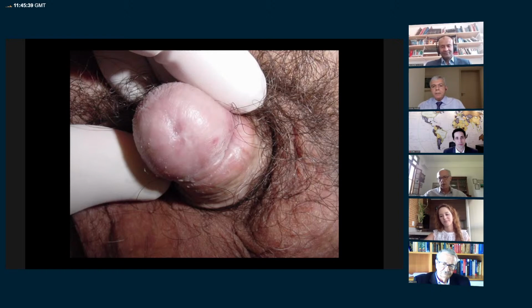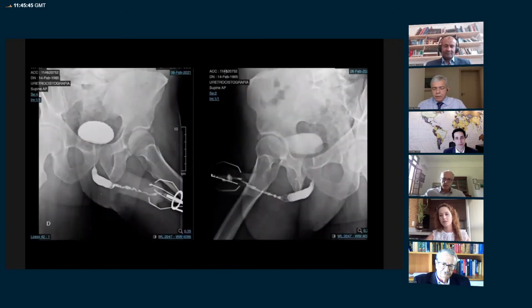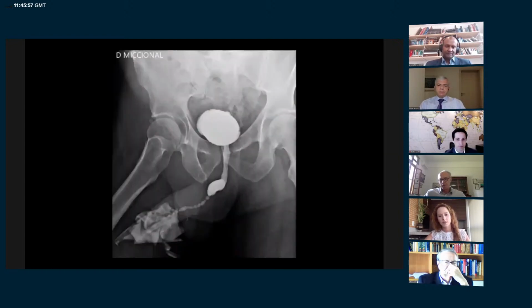Okay, very nice. Marina, do you have more images here? Yes, so after opening the meatus, this patient had a retrograde urethrocystography, and we can see an extensive penile stricture with posterior dilation of the urethra. And here in the voiding phase, it is confirmed that the penile stricture is very extensive.